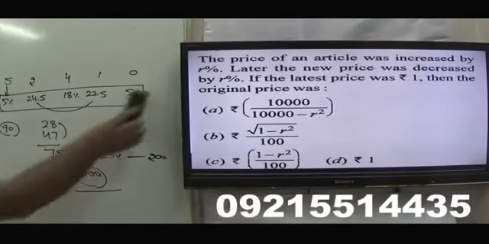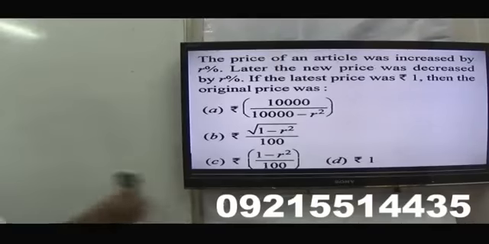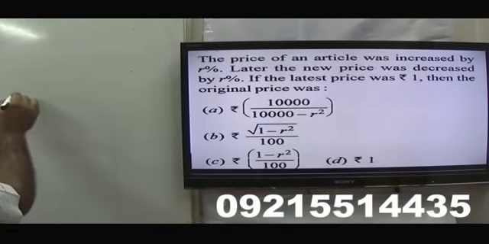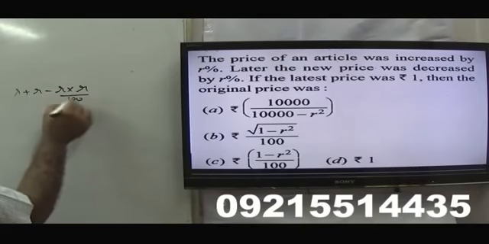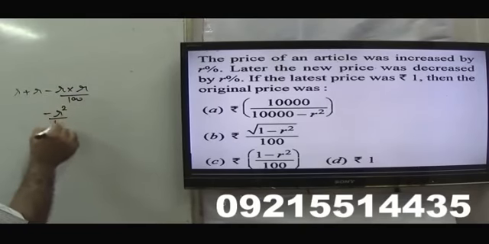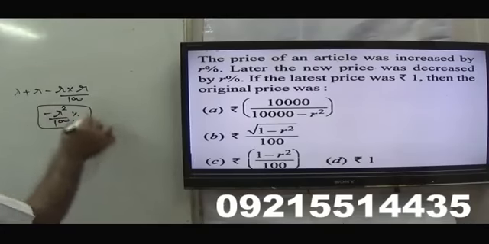Let us take the next problem here. It is given that the price of an article was increased by R%, later the new price was decreased by R%. First of all, what is my change? R plus R minus R into R by 100. So I can say that it decreases by R square by 100 percent.